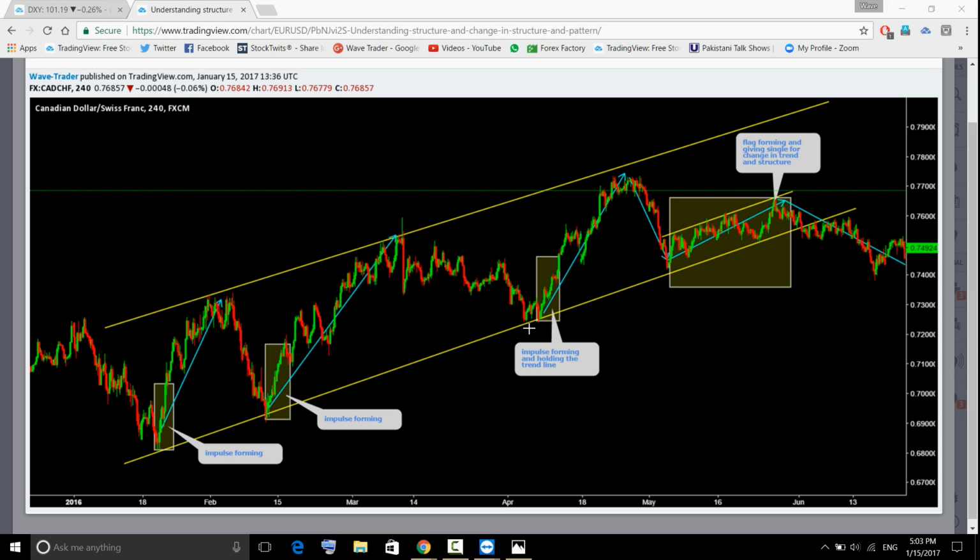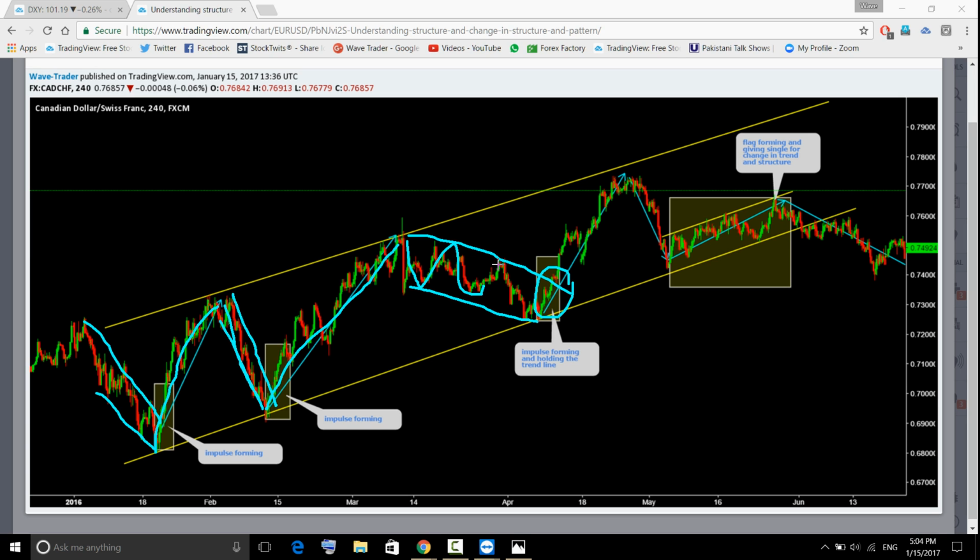Okay, so if you can see, guys, there was an impulse. Yeah, this impulse was giving a signal that the previous impulse's corrective move is going to be over. The previous move is going to be over. Yeah, impulse appearing.